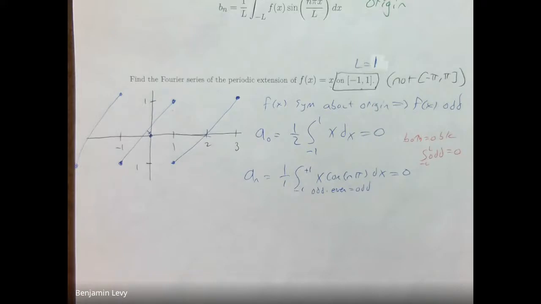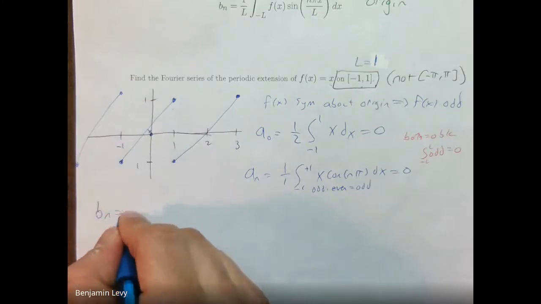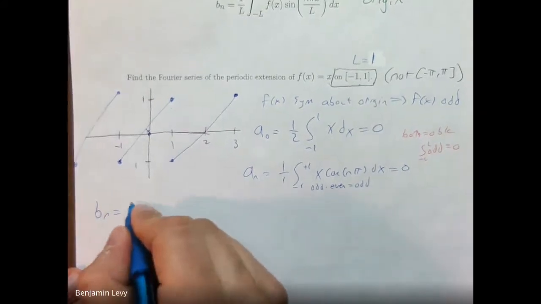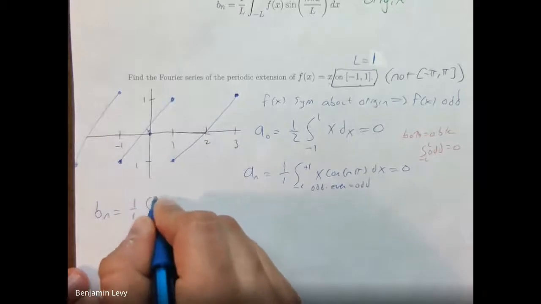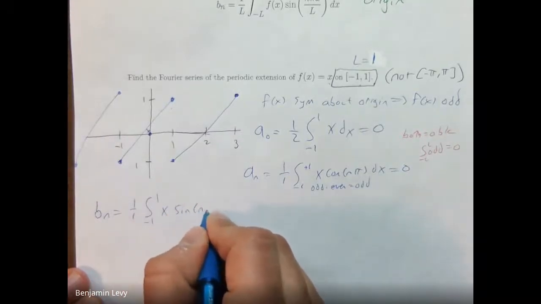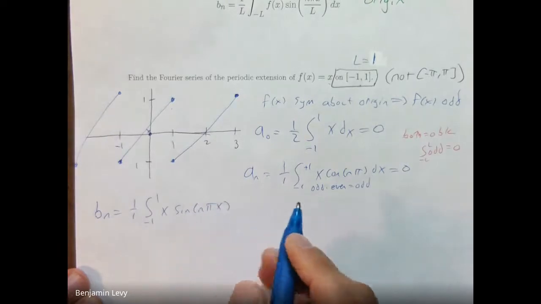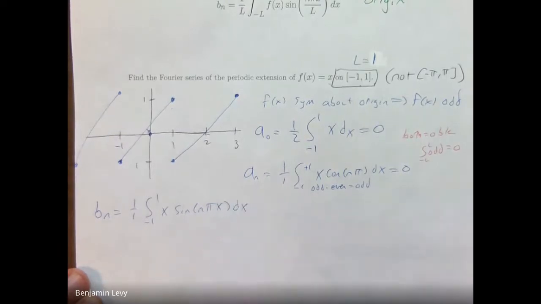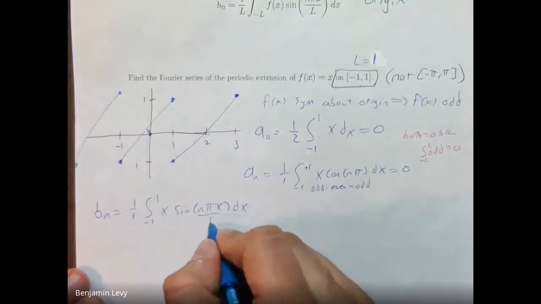And when you do Bn, here's what we get. So when we find the Bn coefficient, we again do 1 over 1. We're integrating from -1 to 1, and you do the function times sine n pi x. This is technically over 1, I guess, because L is 1.